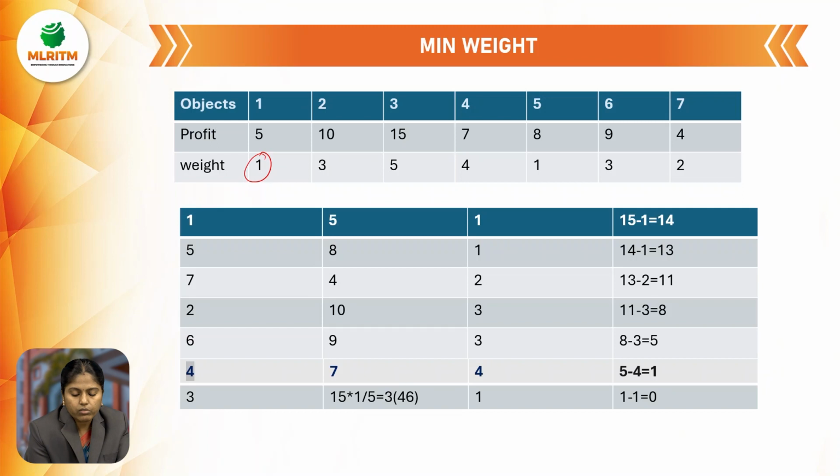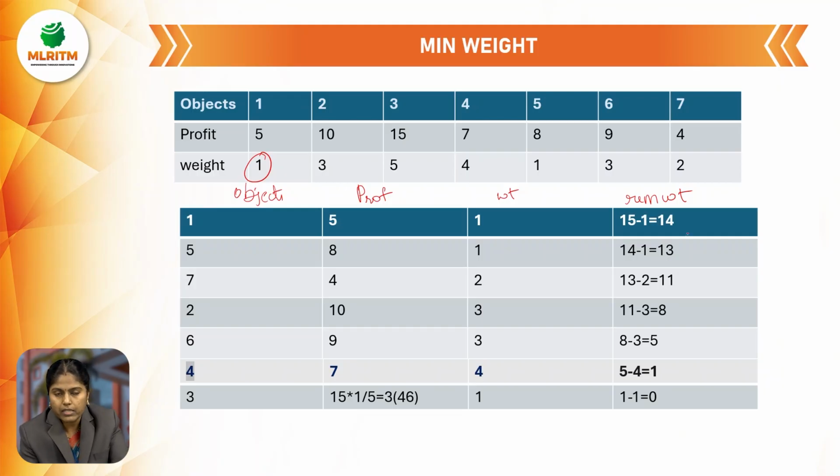Here also you note down these are the objects, these are the profits, these are the weights and these are the remaining weights. Okay, here what is the minimum weight? 1. What is the profit here? That is 5. What is the weight here? 1. See, what is the weight that we are getting in the fractional knapsack that we have to observe? That is nothing but the 15.